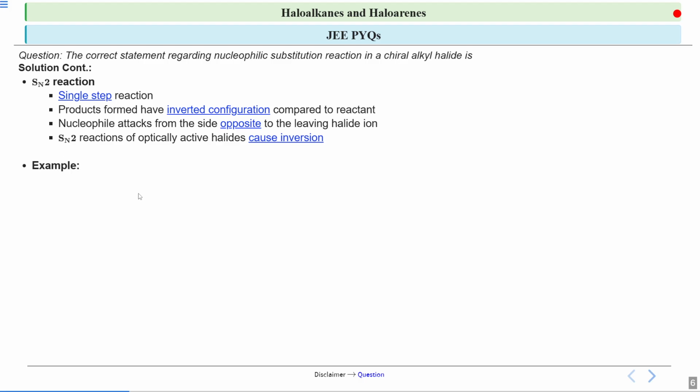Let's understand it using an example. So we have this molecule of alkyl halide on which the nucleophile is attacking. Okay. So this is a single step reaction.